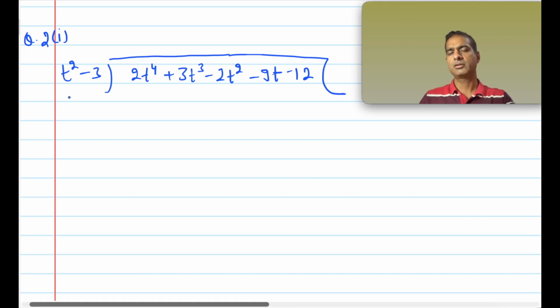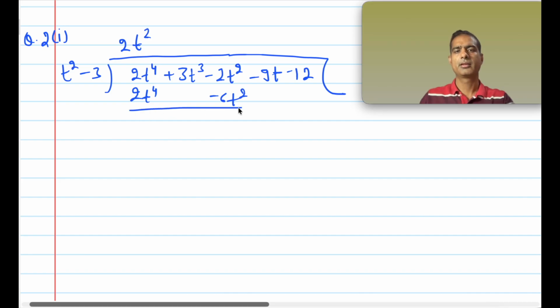So the highest degree term of the dividend is 2t to the power 4 and the highest degree term of the divisor is t square. So we have to think what should we multiply to t square to get 2t to the power 4. So the numerical coefficient of t square is 1 and the numerical coefficient of t to the power 4 is 2. So we should multiply 2 to 1 to get 2, and the variable is t square and t to the power 4. So we need t square more. So it will be 2t to the power 4, and if we multiply minus 3 into 2t square, minus 6t square. Let me write below the like term, so it will be easy to add and subtract. So we will change the signs. So this will cancel out.